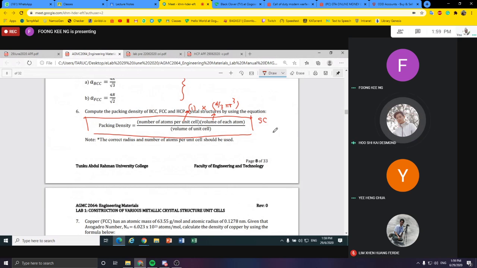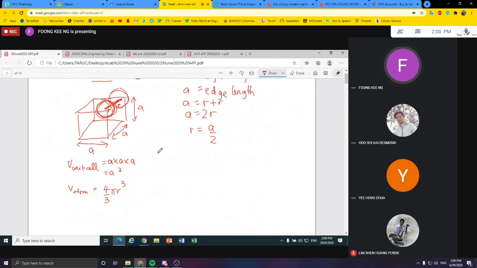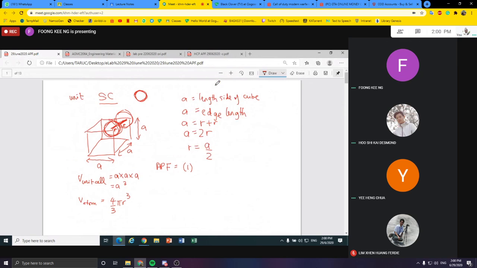The volume of the unit cell is a cube, because a times a times a is a cube. So this is a cube. All right, so let's go back to here. So APF equals the number of atoms in the unit cell, which is 1 for simple cubic. Let's make it small so that you can see. All right, 1 times what?